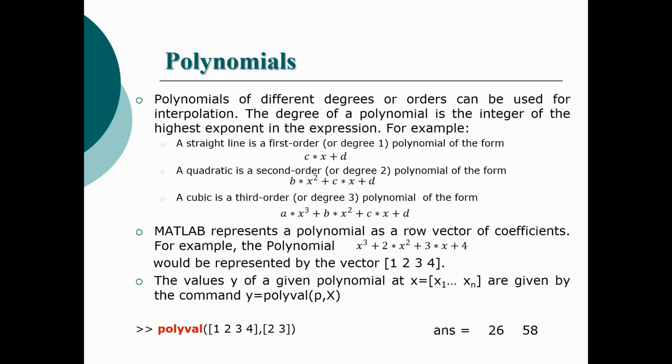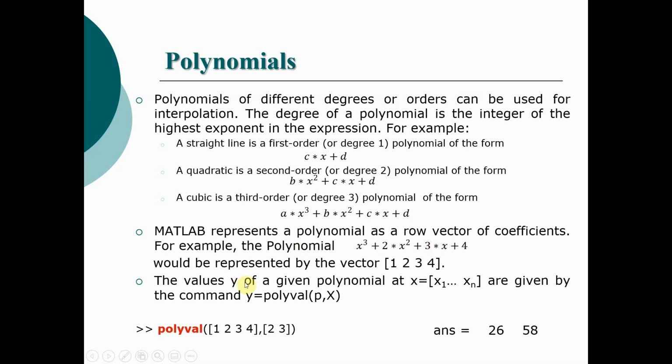As a review, I should mention that MATLAB represents a polynomial as a row vector of coefficients. If we have a polynomial like x cubed plus 2x squared plus 3x plus 4, you can represent it in MATLAB using the vector of coefficients. The coefficient for x cubed is 1, the coefficient for x squared is 2, and then we have 3, and then we have 4. So you can represent a polynomial in MATLAB using the vector of coefficients.